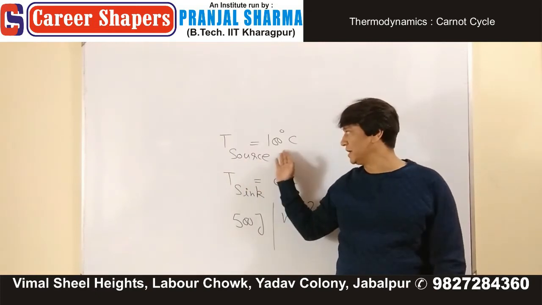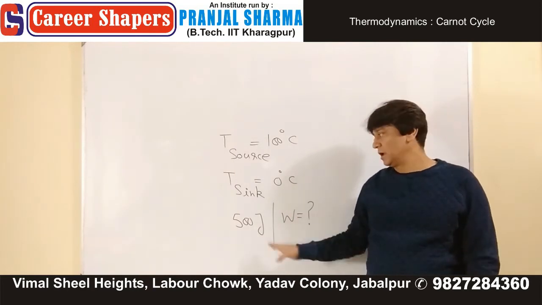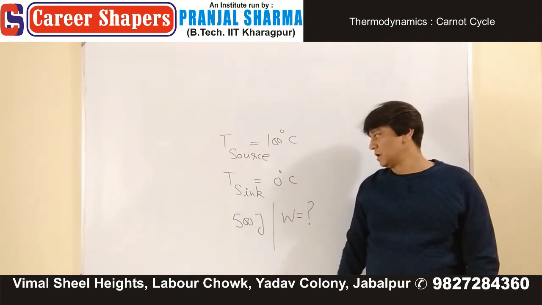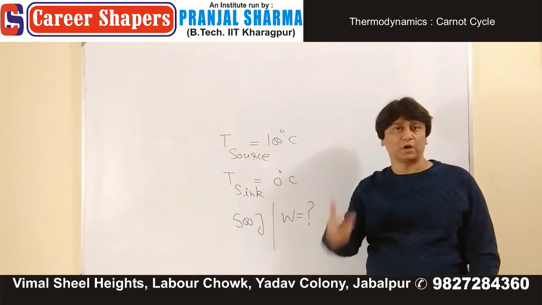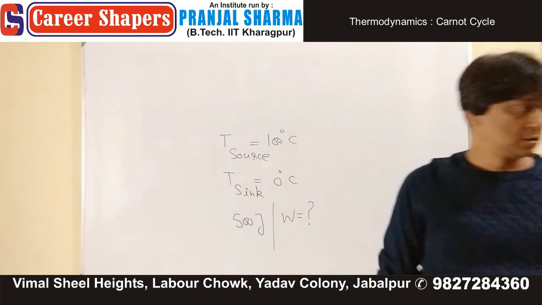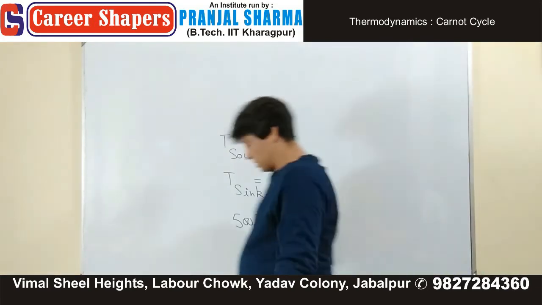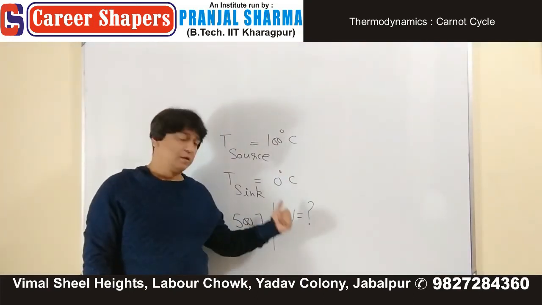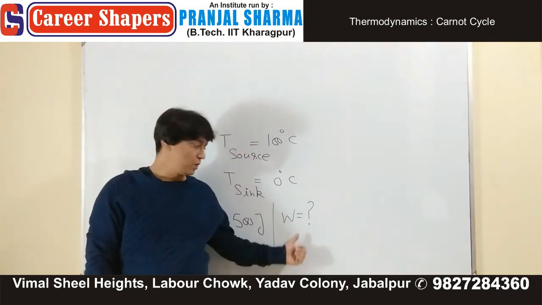Temperature of source is 100 degrees Celsius. Temperature of sink is 0 degrees Celsius. 500 joules of energy is supplied. Out of this 500, how much is the useful work? Answer this. Do one thing. Find out efficiency first and then go for the work part.